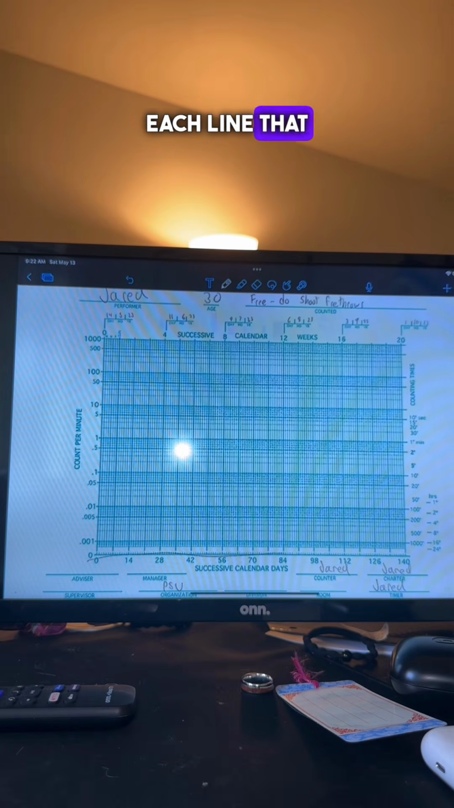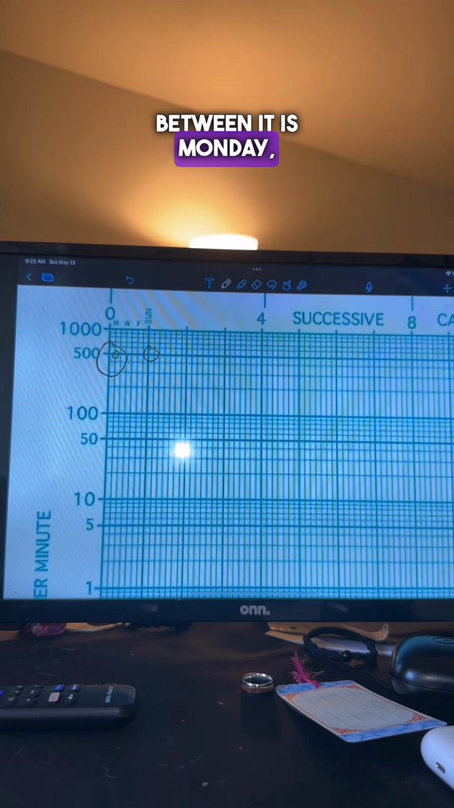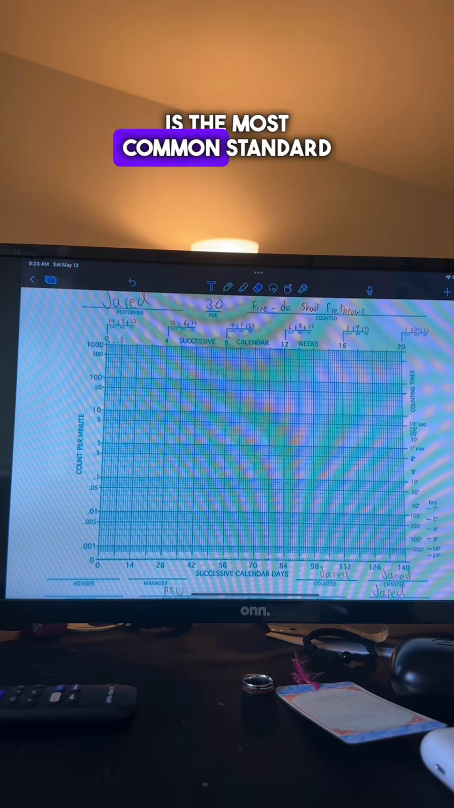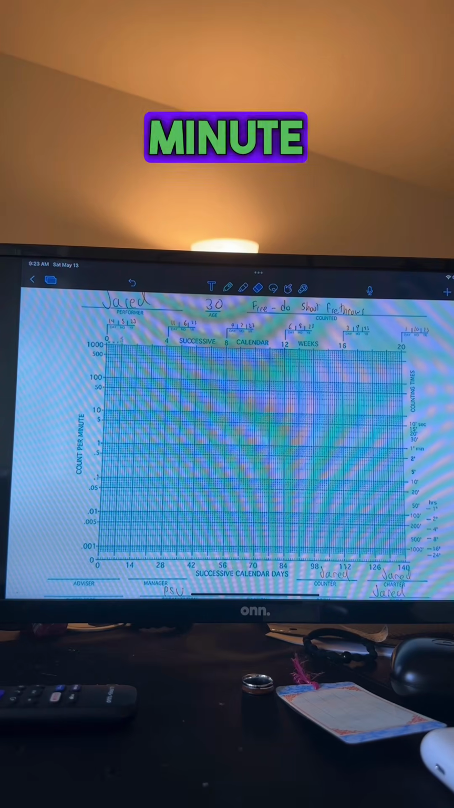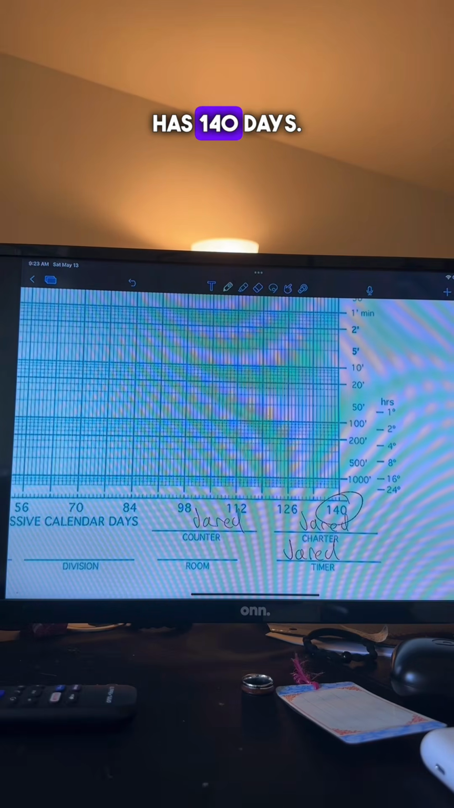Each line that goes down vertically is a day line, and it represents one day. Each thick blue line is a Sunday. So everything between it is Monday, Tuesday, Wednesday, Thursday, Friday, Saturday, and then back to Sunday. This SCC is the most common standard celeration chart used, and it is the daily per minute standard celeration chart. As we can see, it has 140 days.